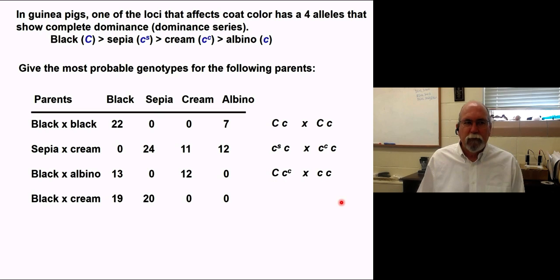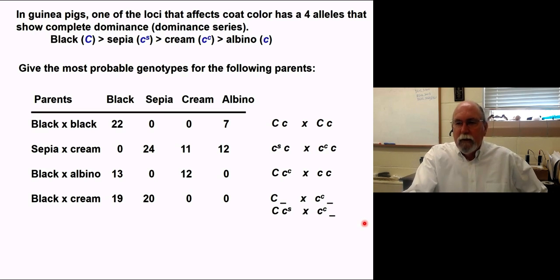And just one more to try it out. What about black times cream? Well, same thing. We've got a black times a cream here, right? We know that we've got that. We produce some sepia. Well, where could sepia be, right? It's dominant to cream and albino, so it's neither one of those. It's recessive to black, so the only place it can hide is to be carried by black. So this allele right here must be where the sepia is coming from, okay? And there it is, okay?